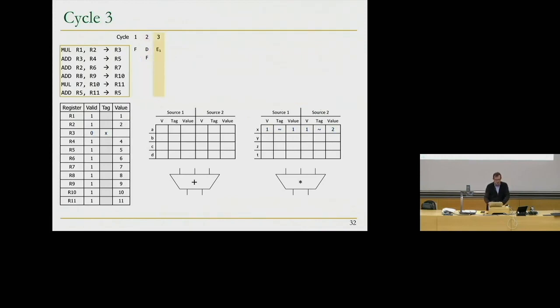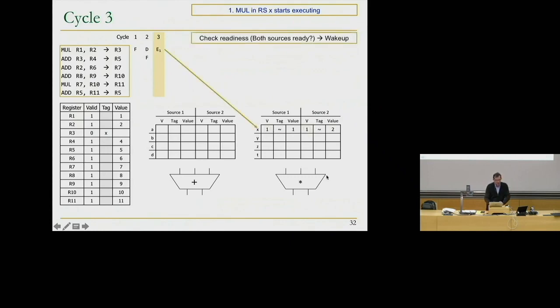So there are two things that are happening. Multiply in RS starts executing because there's some logic that checks if both of the sources are valid. If both of them are valid, that's great. We can send it to the execution unit. How do you do that? You check the readiness of both sources. Then the instruction wakes up. There's logic that does that. You can do it in the previous cycle a little bit also, but we're not going to talk about timing for now. And then the instruction gets sent to the multiplier with its source values and the tag X, because eventually you need to broadcast the tag and the value. And it will take 6 cycles. So we can forget about it for now.